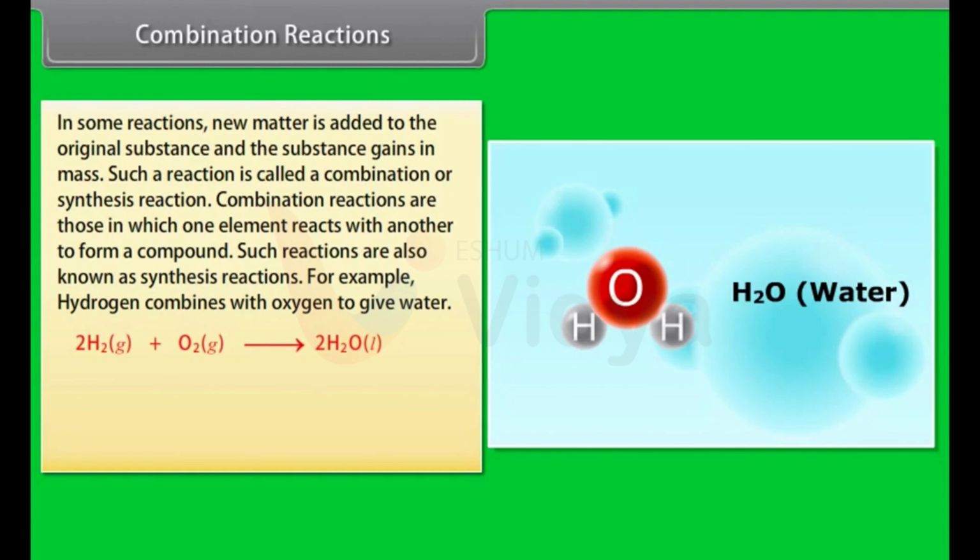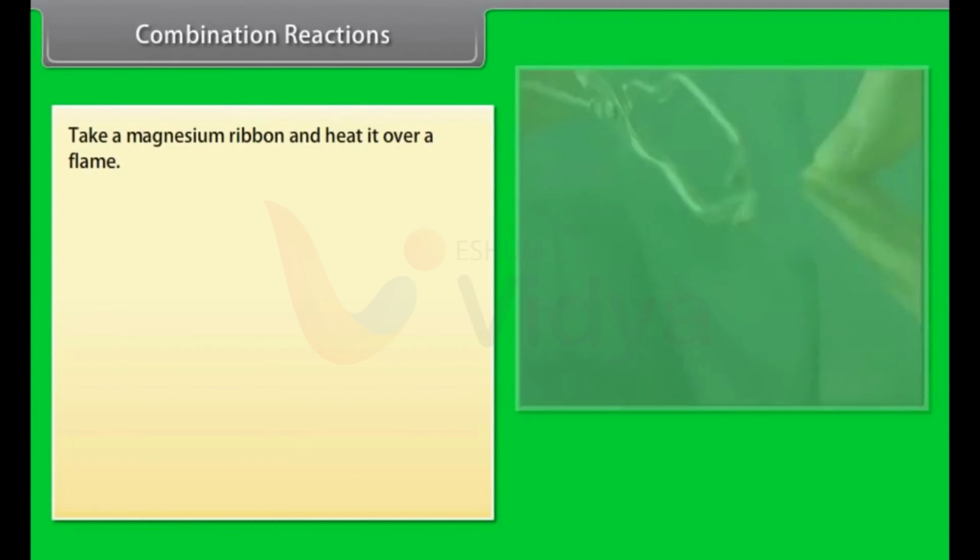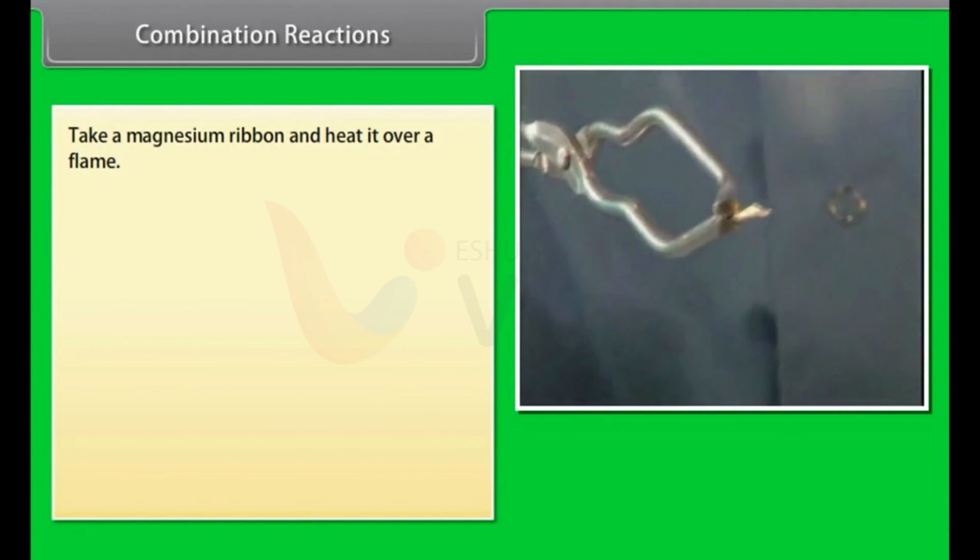2H2 plus O2 gives 2H2O. 2Cu plus O2 gives 2CuO. 4Fe plus 3O2 gives 2Fe2O3, rust.